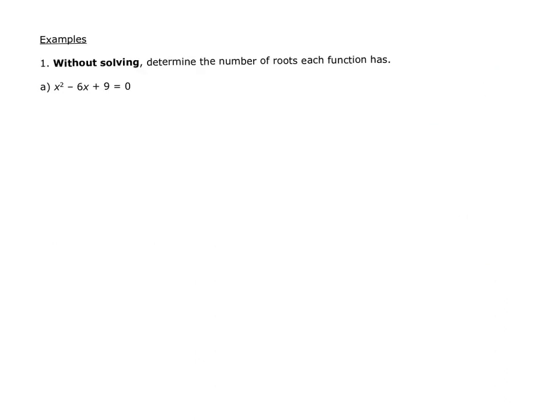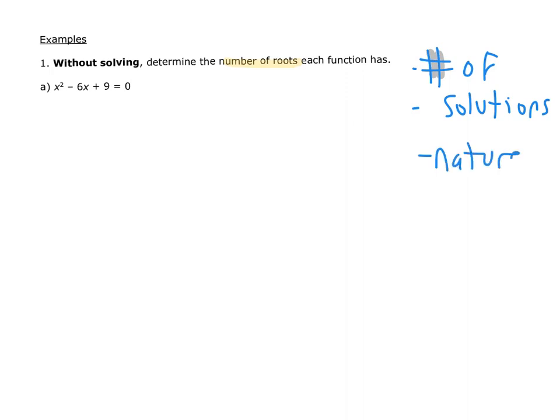We are now going to do 3 examples where we have to determine the number of roots each function has without solving. So the number of roots, those are the key words in this question. You could also be asked for the number of solutions, or you could be asked for the nature of the roots. Actually, using the discriminant is not that hard. It's less work than using the quadratic formula. However, most students have difficulty recognizing when they need to use the discriminant and also communicating what their answer shows.